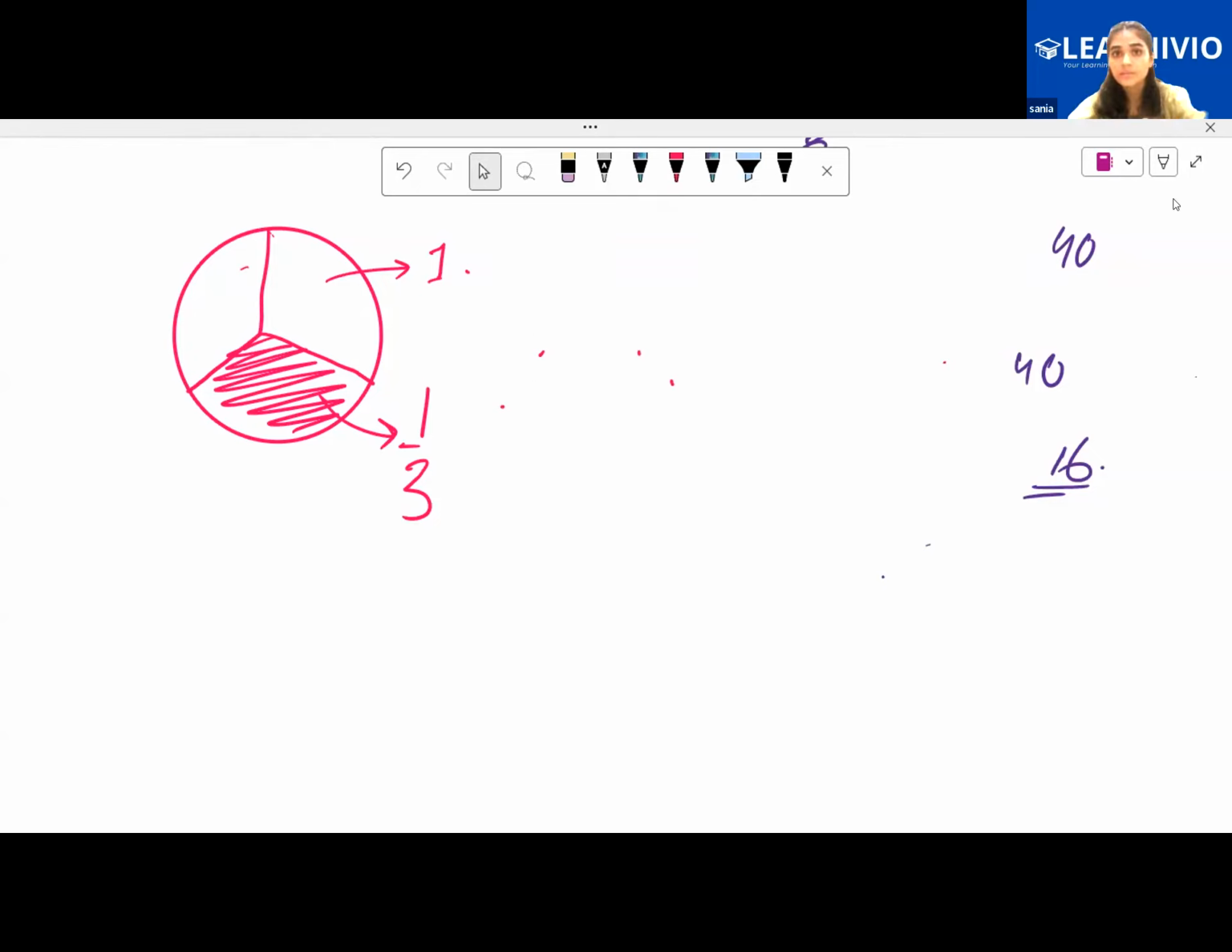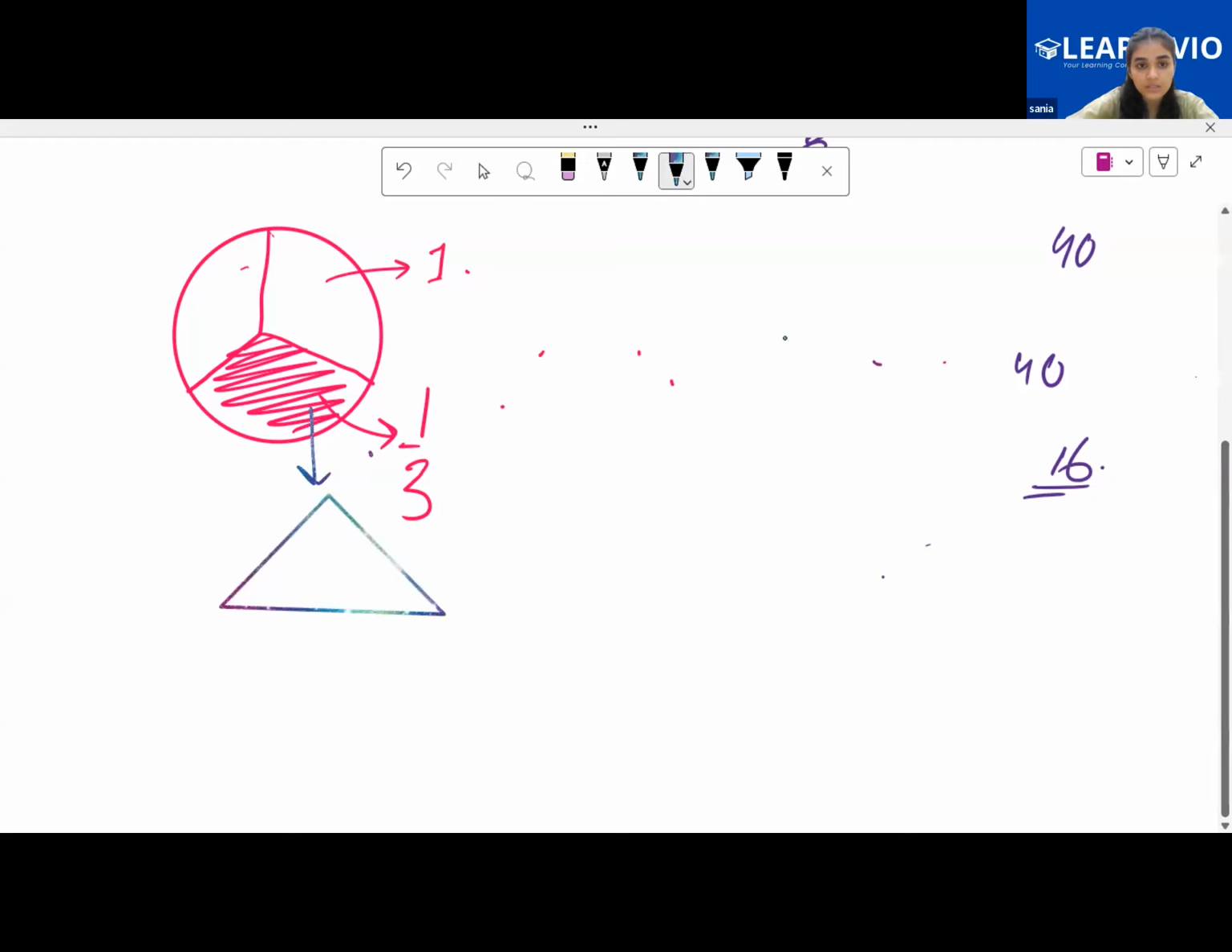Okay. So now, when I say that you have to divide this 1/3 into 2 more equal parts, what does that mean? Like you have this, I'll just zoom it for you. This is the 1/3 part of that whole pizza. And now I tell you to divide it into further 2 parts. So you have it like this.